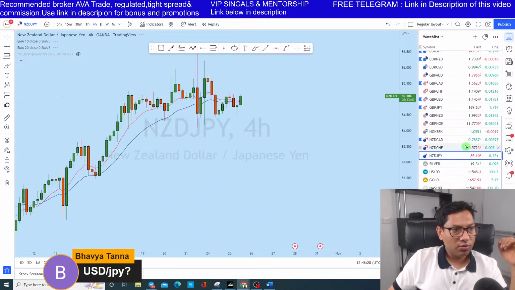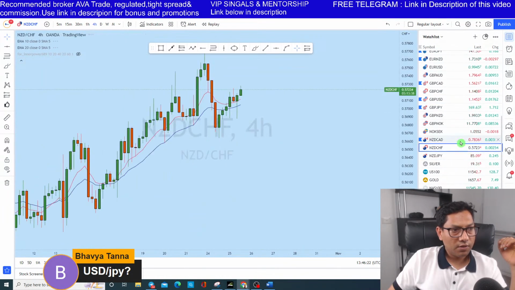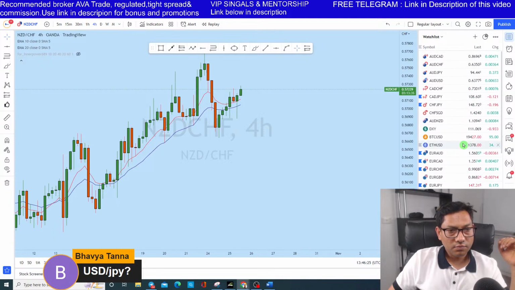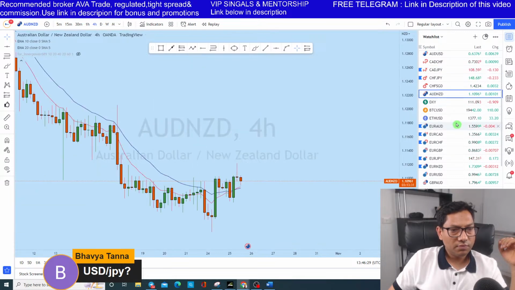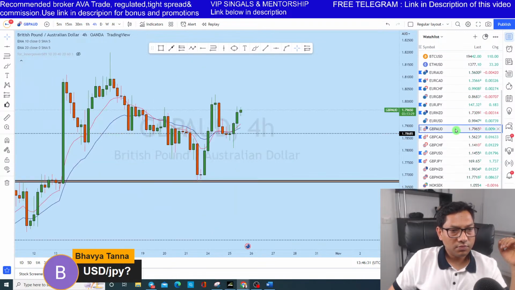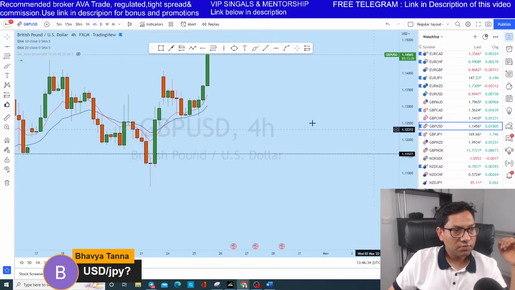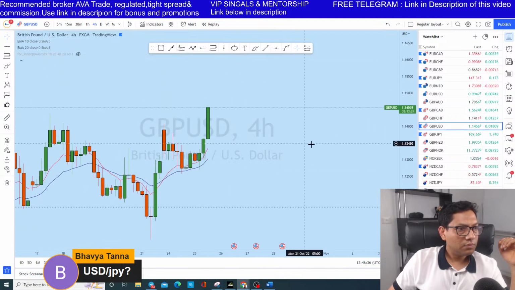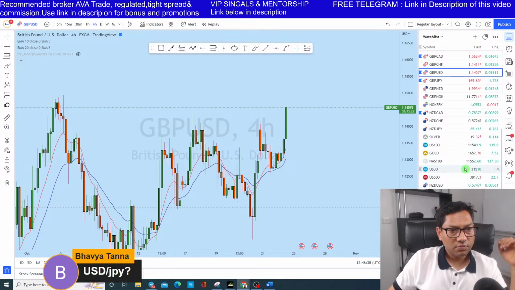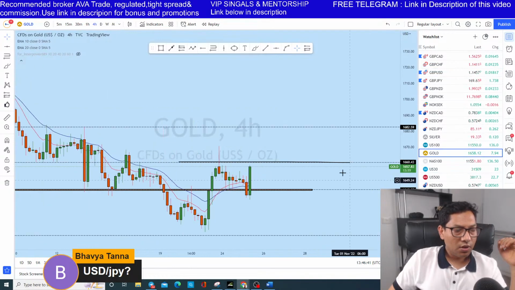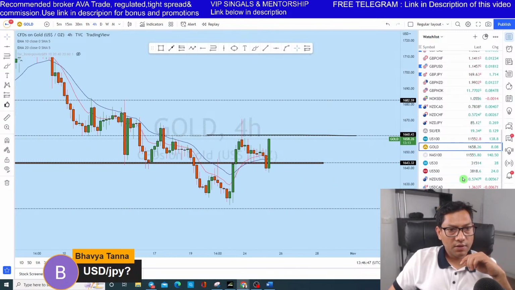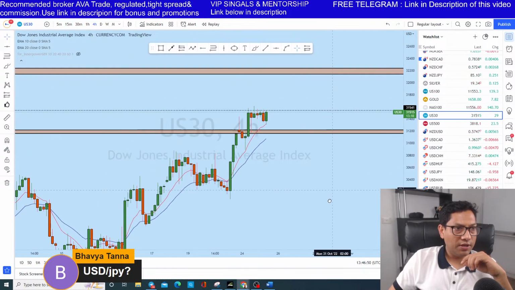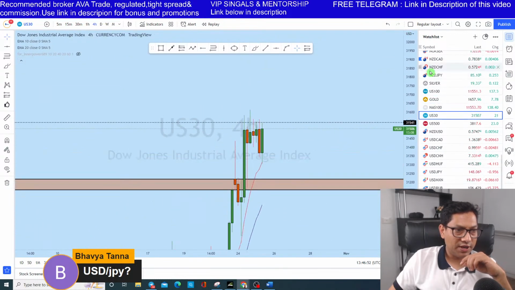So let's look at... awesome. Okay, gold created a very strong bullish candle, guys. Let me look at gold, indices. Okay, indices, a bullish engulfer is being created.